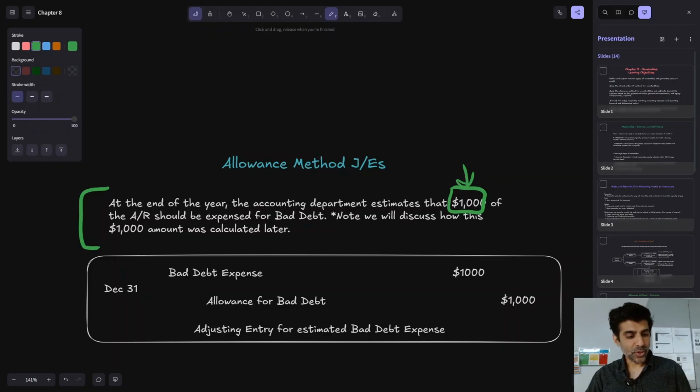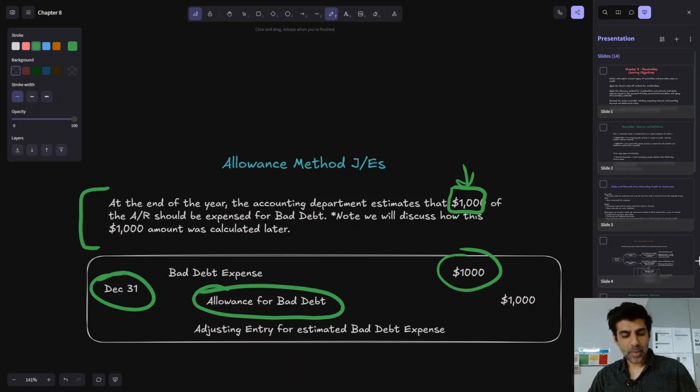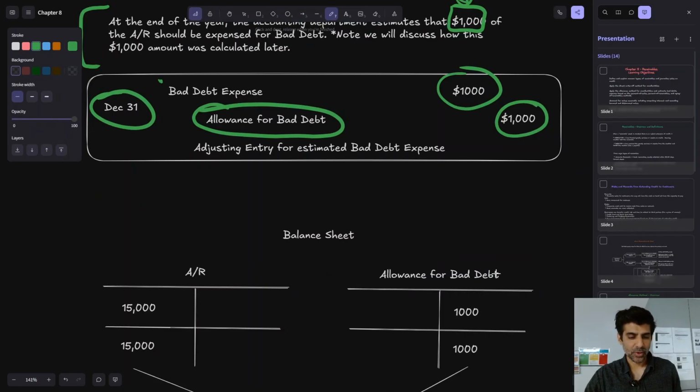So what you'll do as an adjusting entry, just like every adjusting entry, at the end of the period, you're going to take this $1,000 expense and set up this piggy bank called Allowance for Bad Debt. This is a contra asset account. It's paired together with accounts receivable. Now this bad debt expense is going to appear in the income statement for this same period as the revenue.